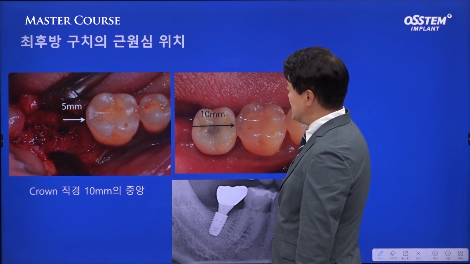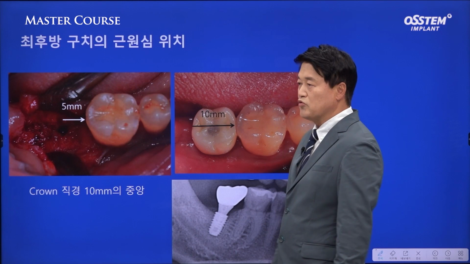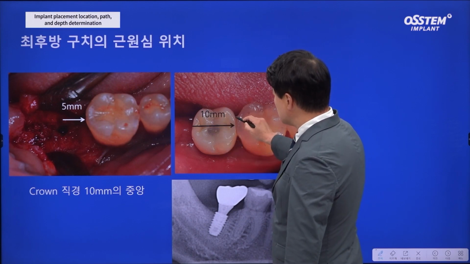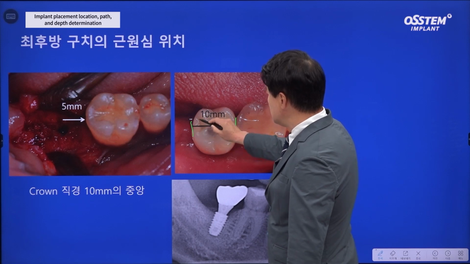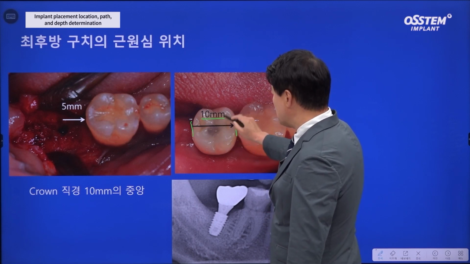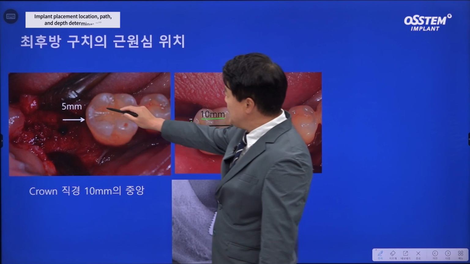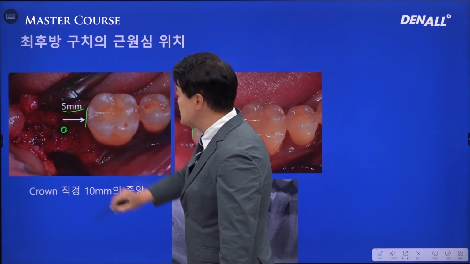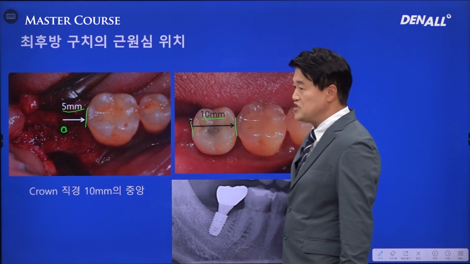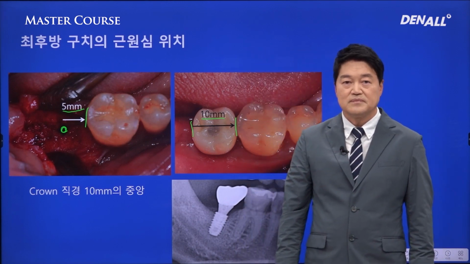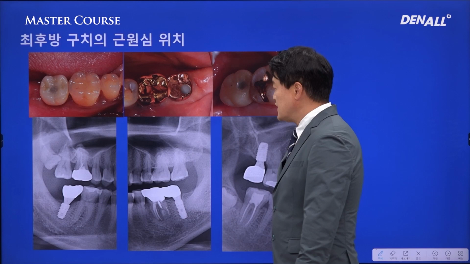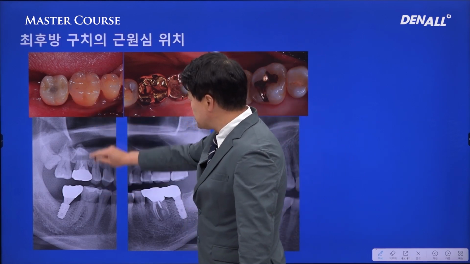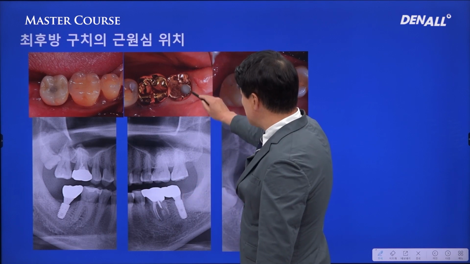The most challenging area is the mesiodistal position in the most posterior tooth. The width of the final prosthesis is about 10 millimeters. So the center is 5 millimeters from the border. The ideal implant position should be 5 millimeters from the adjacent natural tooth. In the most posterior tooth, this is a stable position at the center.